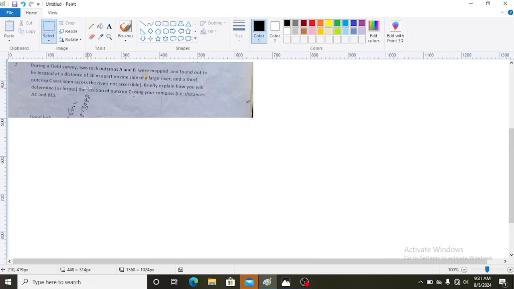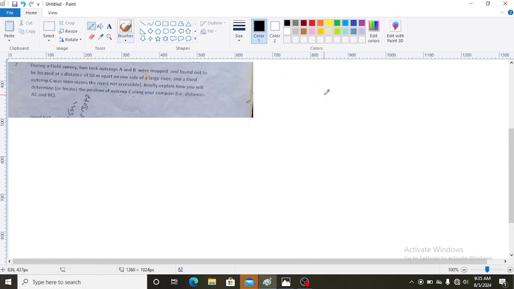Briefly explain how you will determine or locate the position of outcrop C using your compass, that is, distances AC and BC. So let's try to interpret this question graphically. The two outcrops are on the same side of the river, and their distance apart is 50 meters. First of all, your paper cannot take 50 meters. You need to establish a scale.